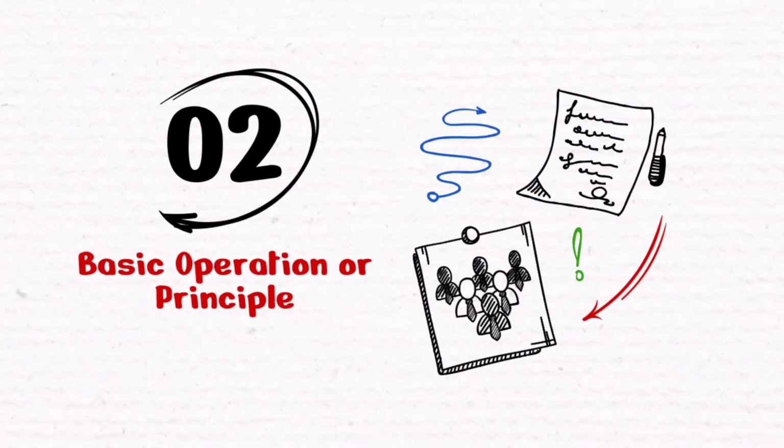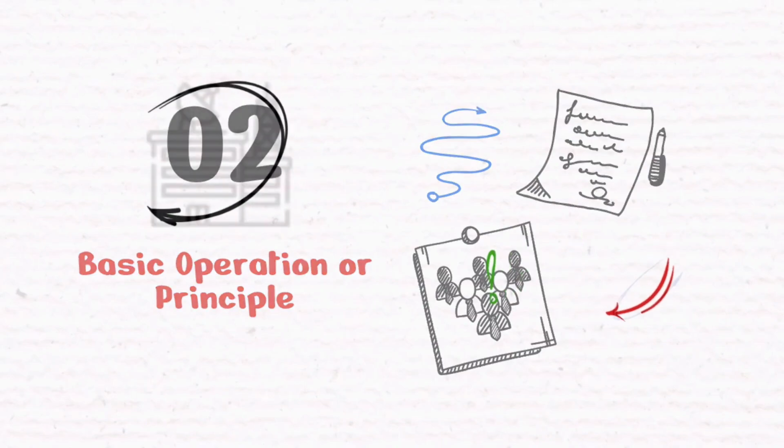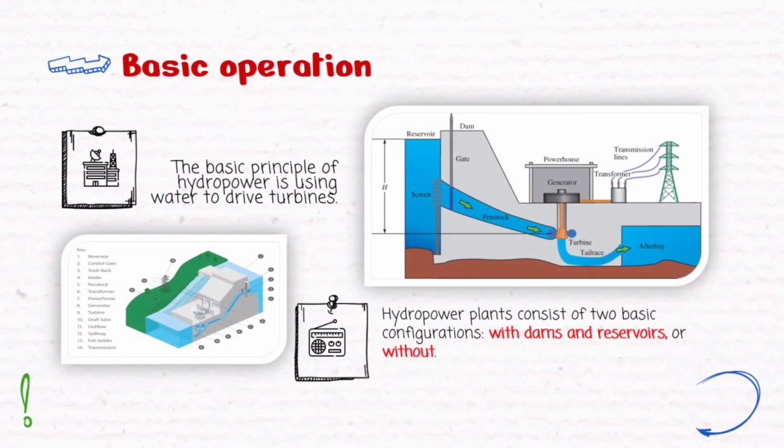Next, I will talk about the basic operation or principle of hydropower. The basic principle of hydropower is using water to drive turbines. Hydropower plants consist of two basic configurations, with dams and reservoirs or without.